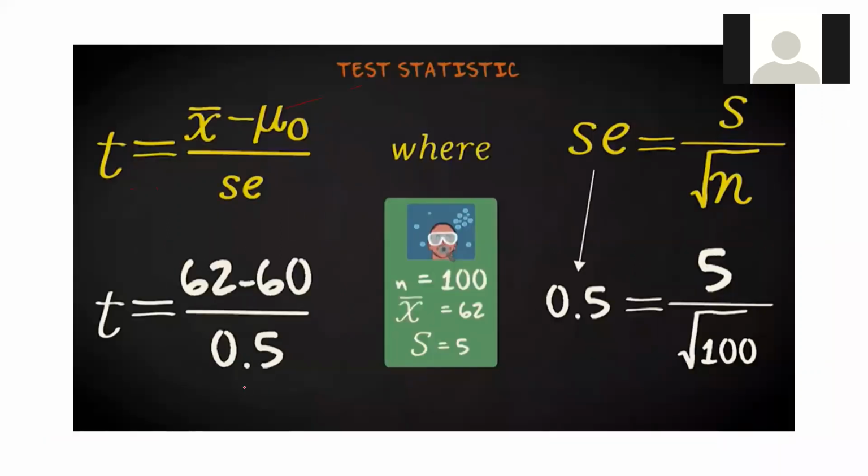So finally, I got my t equals 4. If we solve this, 2 divided by 0.5, which means 20 divided by 5, that is equals to 4. So my t is equals to 4.